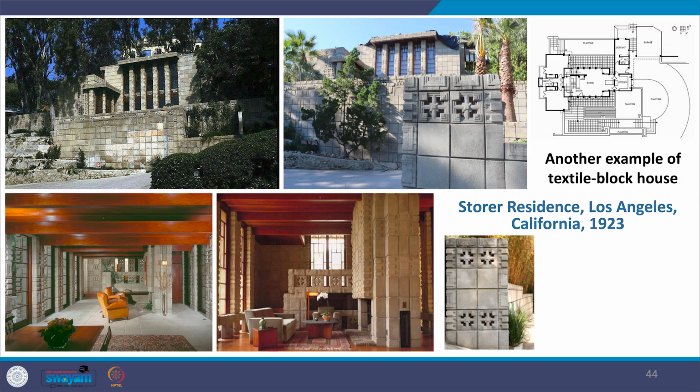Another example of the textile block house was the Storer residence in Los Angeles, California in 1923. So we will end here.